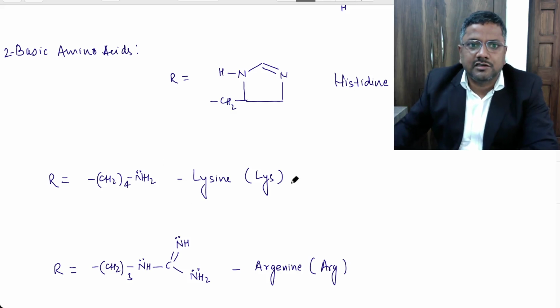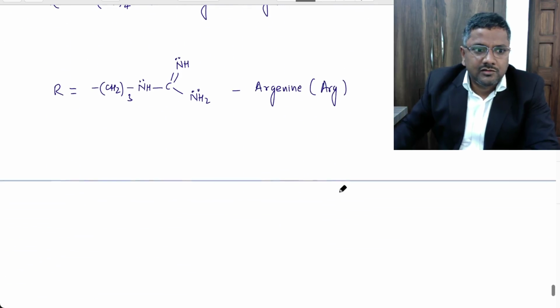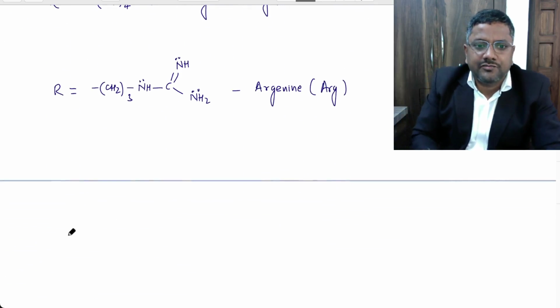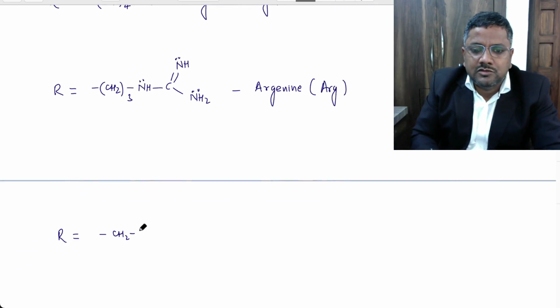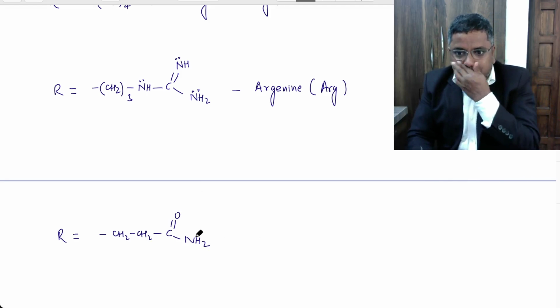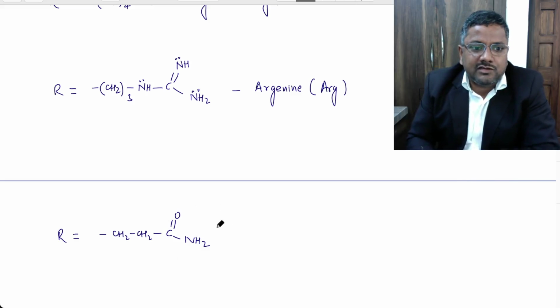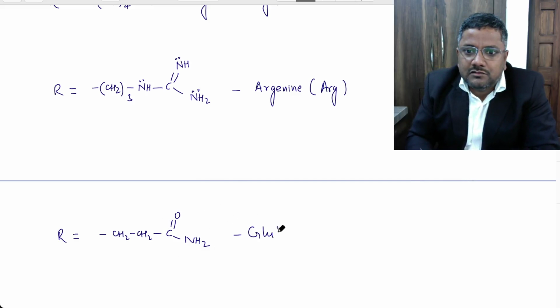So this is a basic amino acid, and next, if R is equal to CH2 CH2 CONH2, right? So in the side chain there is an amide group. This is also basic, basically. So this is what, glutamine, right? Glutamine.